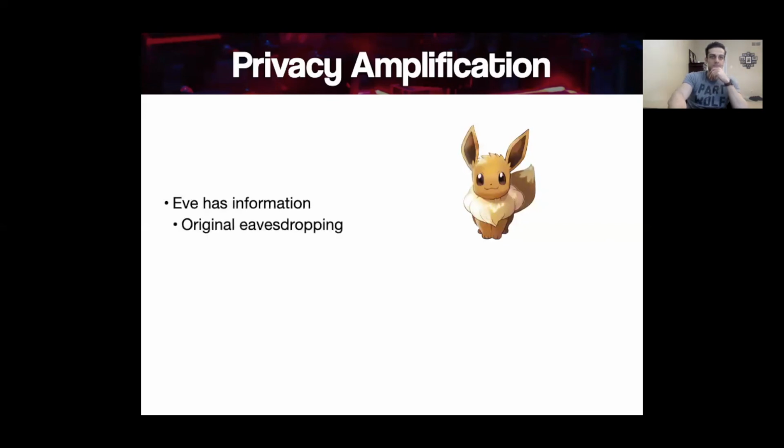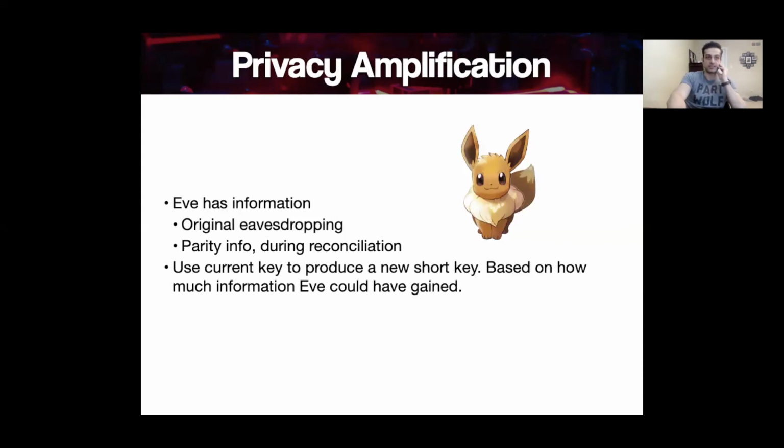Well, Eve has information. Could be from the original eavesdropping, could be from the parity info during reconciliation. And what you essentially do with privacy amplification is there's different ways which you use your current key to produce a new shorter key. And it's based on how much information Eve could have gained. So based on how much you've communicated, you can create an upper bound on how much information Eve could possibly know. Based on that upper bound, you can determine how much information you need to throw away for Eve to not be able to know what your key is.